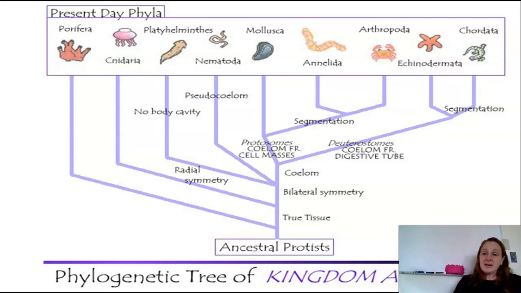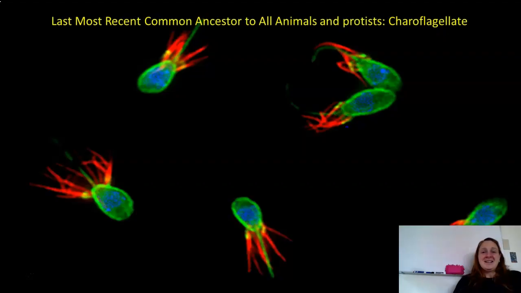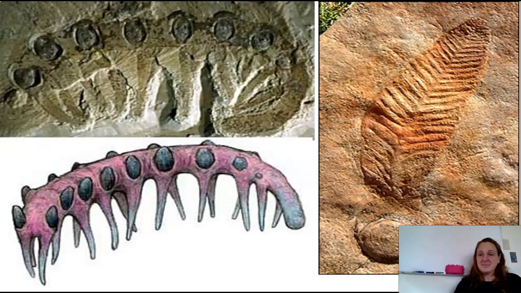And I also wanted to point out that there's more to the animal phylogenetic tree than just mammals and birds and lizards. But of course, we do tend to like those fish and mammals and birds and all the things with a spine. So let's take a look at our most recent common ancestor to all animals and protists. These are the choanoflagellates. So these are very, very distantly related organisms.